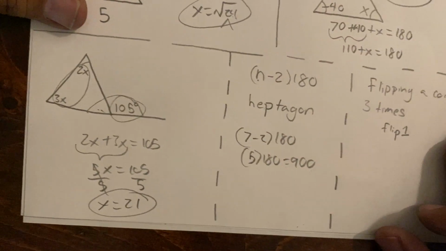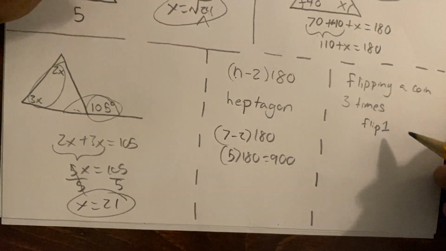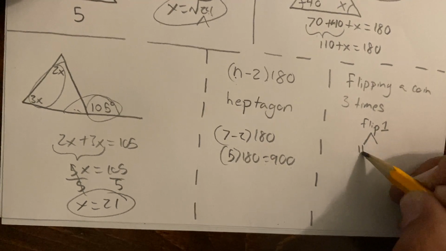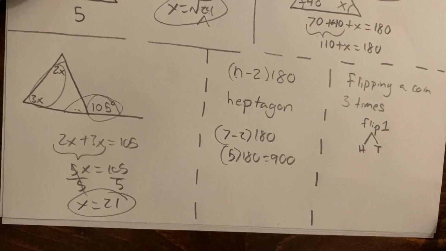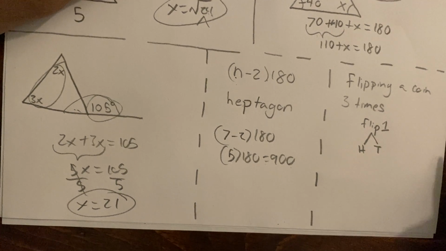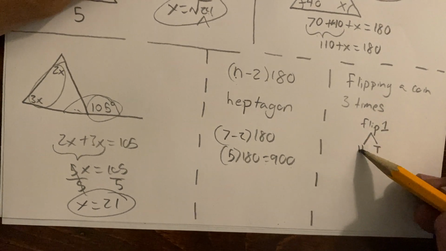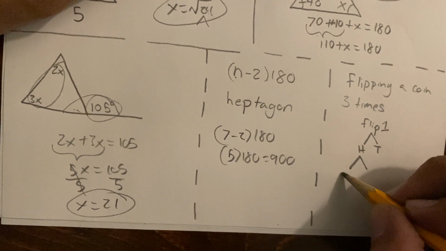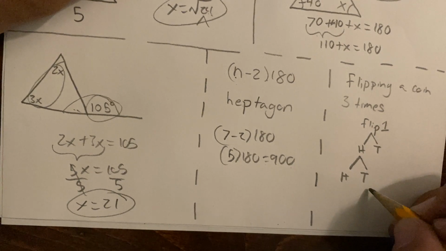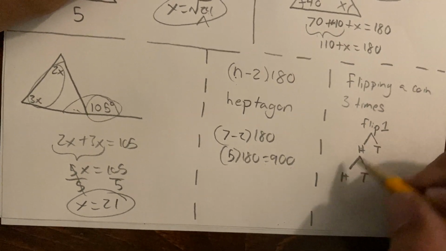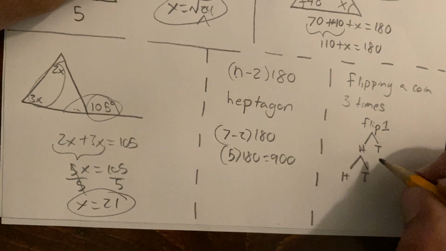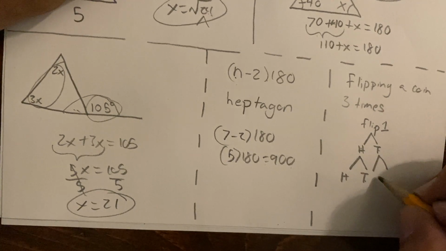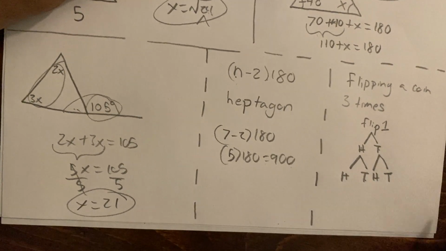Now the last thing we're gonna do is flipping a coin 3 times. So in the first flip, there's 2 options. There is heads and there are tails. Then if I flip it again, okay, let's just go in this direction. If I flip heads first and I flip it again, I have 2 options that could happen. I have heads and tails, right? So this also has 2 options. If I flip tails first, the next flip could be heads or tails.